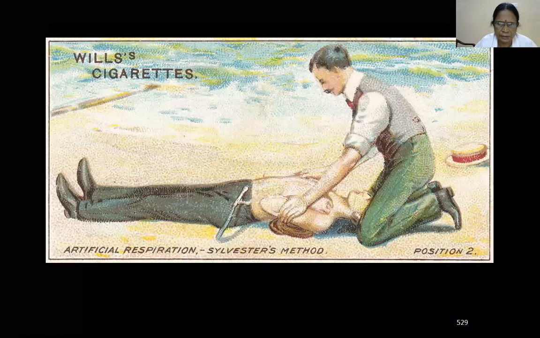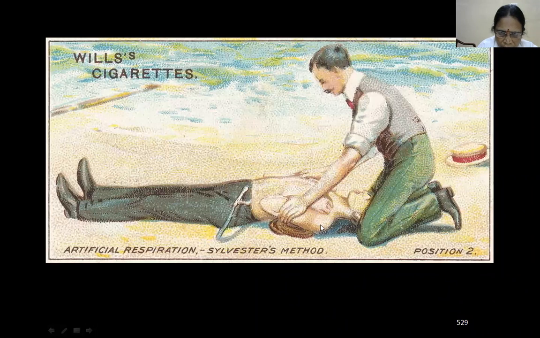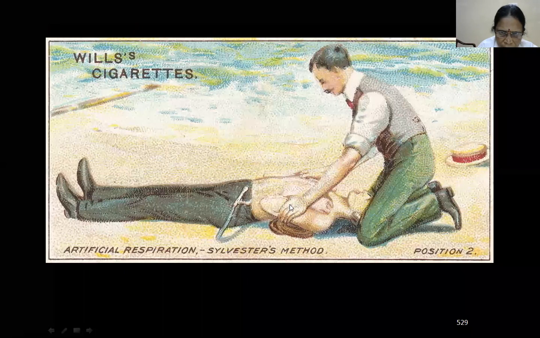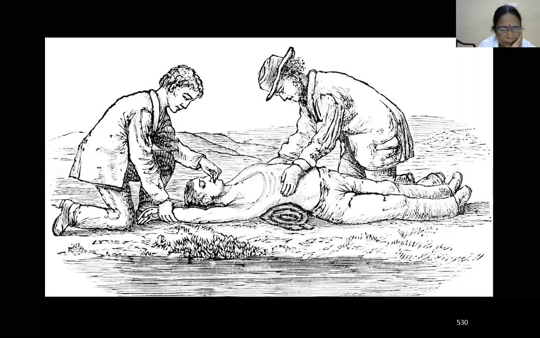The hands are raised and he compresses the chest at the same time. This is the Sylvester method. The hands are raised first and then folded near the elbow joint, and he compresses the chest. He is also removing secretions from the mouth.